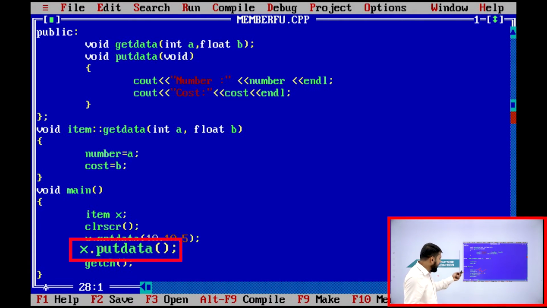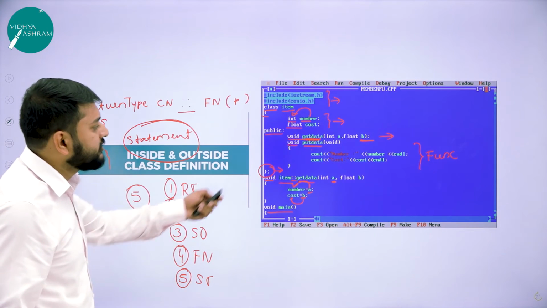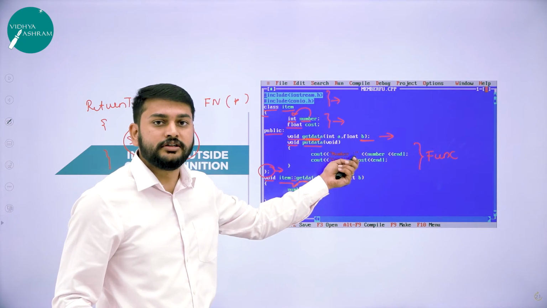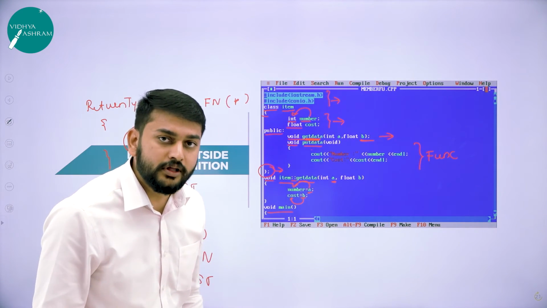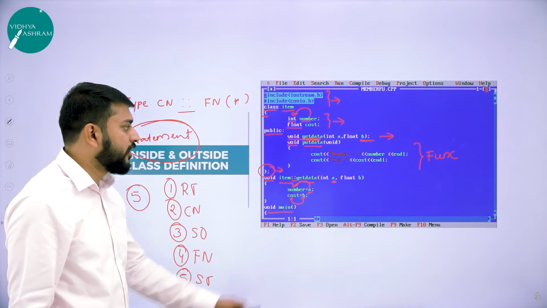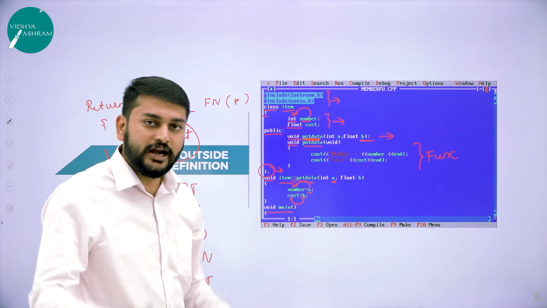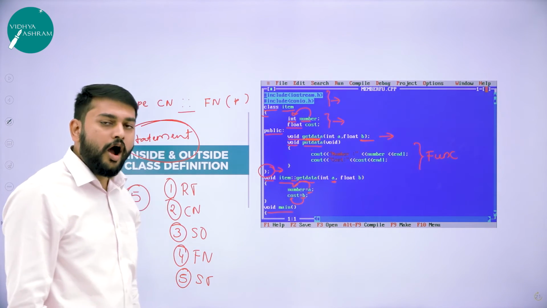X is an object. That object is calling a function called put data. What is the meaning of put data? What will happen if I call this put data function? Let's have a look. Guys, put data will print the cost and number value. So whatever value I have in the variables number and cost will be printed on the output screen.